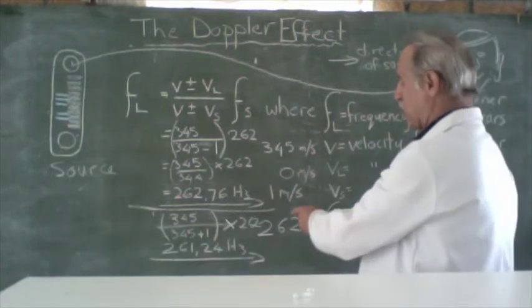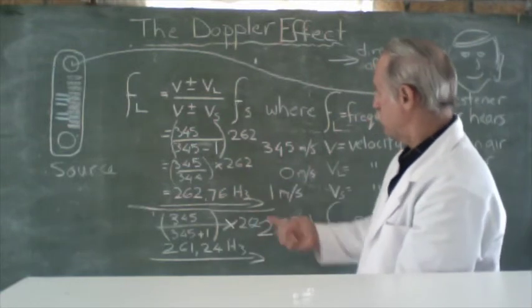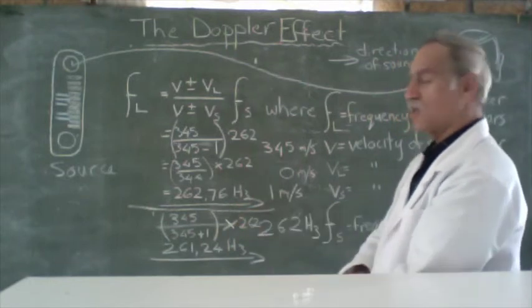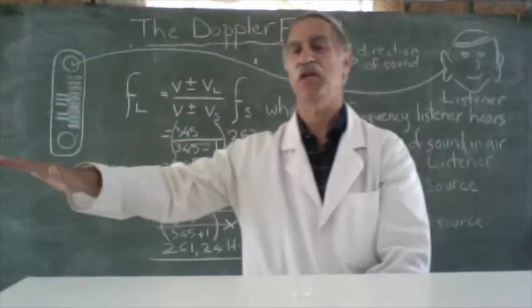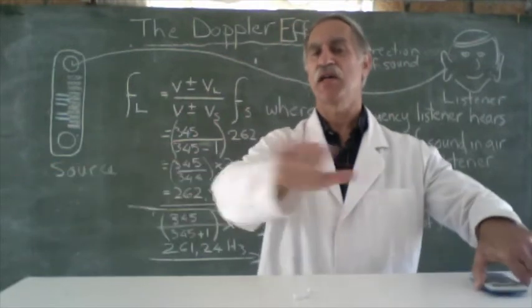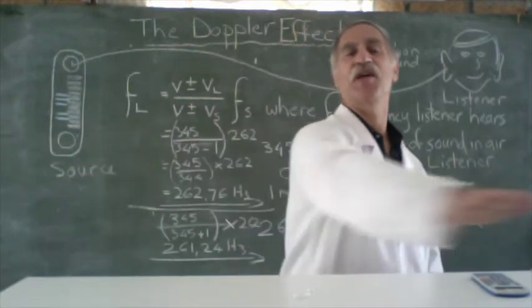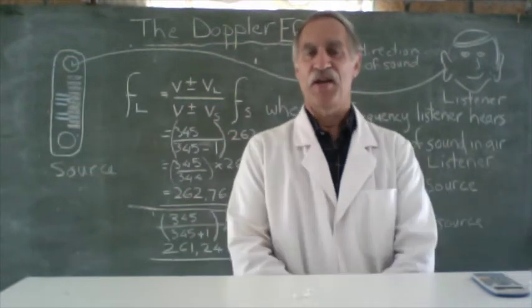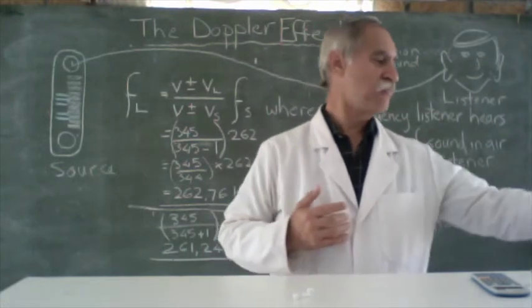And so we can see that the difference between 262.76 and 261.24 is just less than 2 hertz. So we, with a human ear, are able to hear even a 2 hertz change of frequency as it's approaching and as it goes past. So there we go. There's a simple application of our Doppler formula.